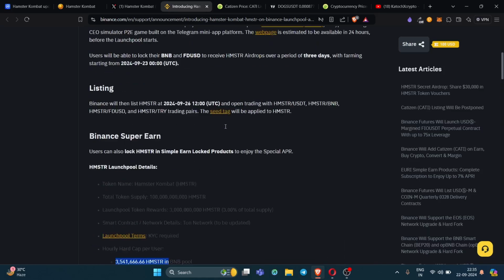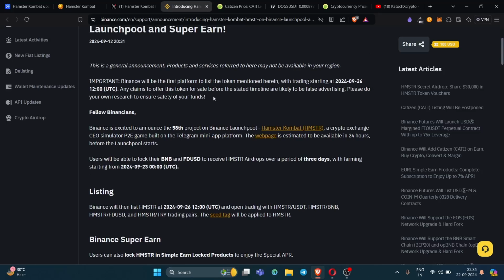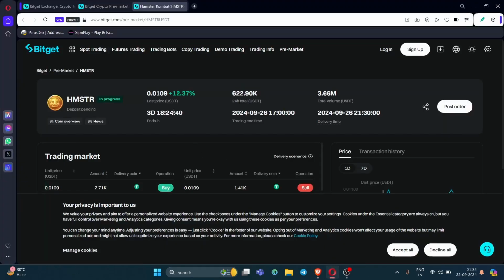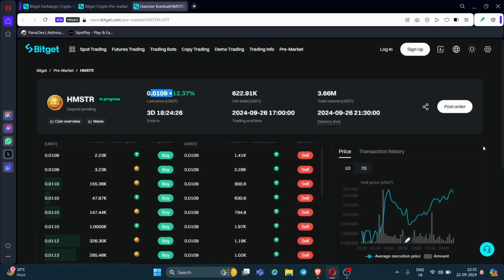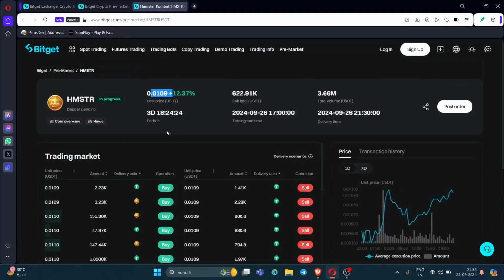Now, before the listing, we need to tell how much the price can go. For that, we need to go back to the pre-market price. So this is the pre-market price of Hamster token, which is $0.01 at the moment, up by 12% just before the launch. So people are buying it in the anticipation that this will go up in value, and it is going up in value, guys. I have seen this price at around 0.006 about 3 or 4 days back, and now it is 0.01, which is a good thing for this token.